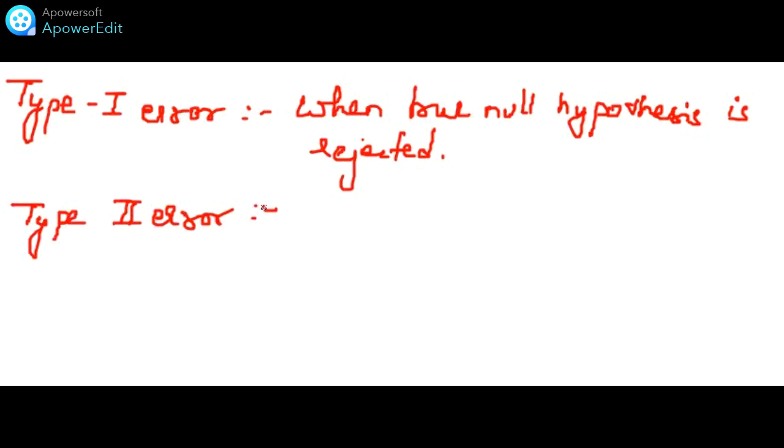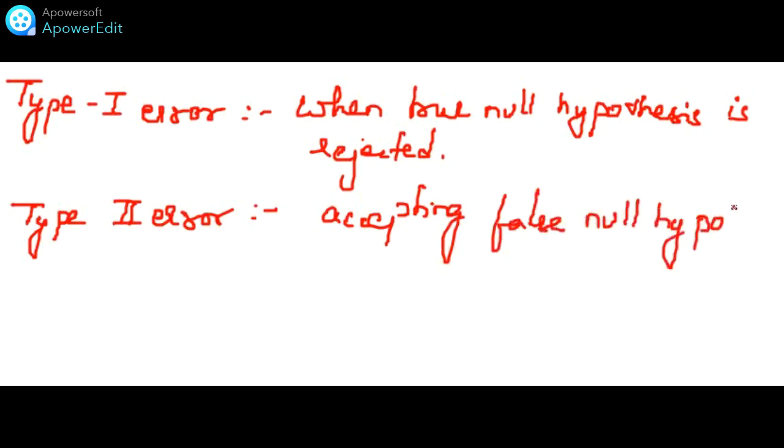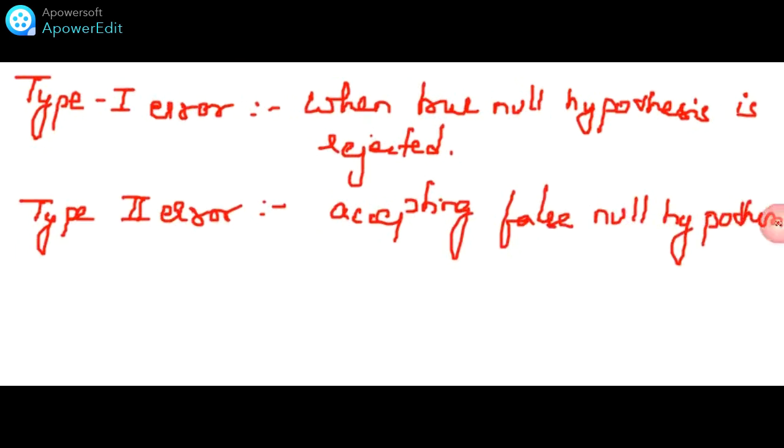When the null hypothesis is false, it is accepted, or accepting the false null hypothesis. In short, in one straight line, I would write: accepting a false null hypothesis. Okay, so this is another kind of error.